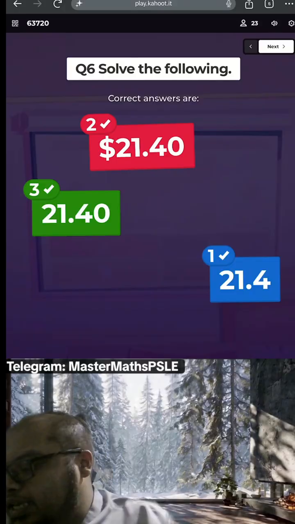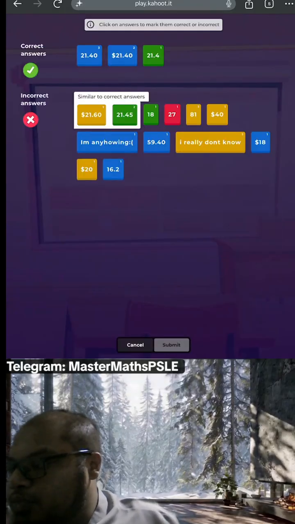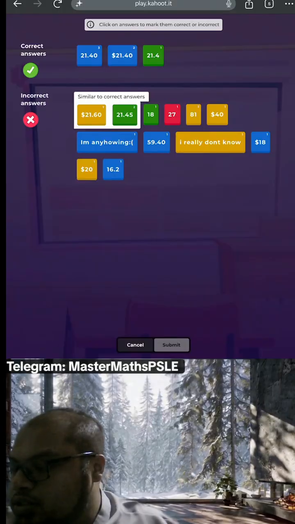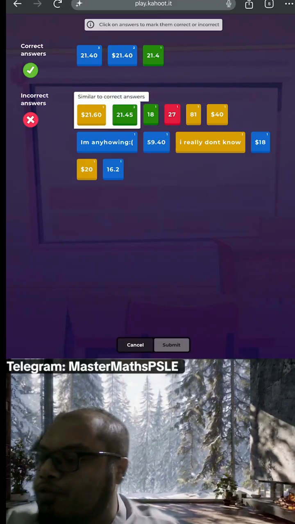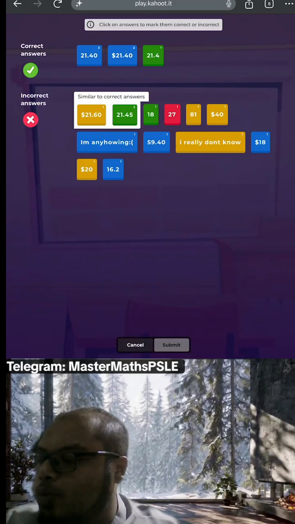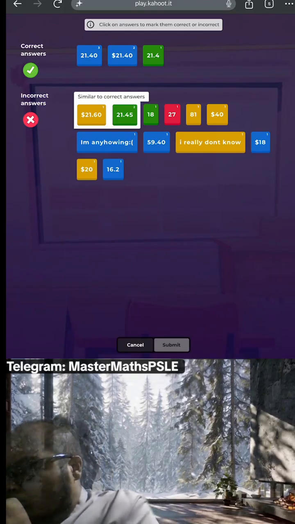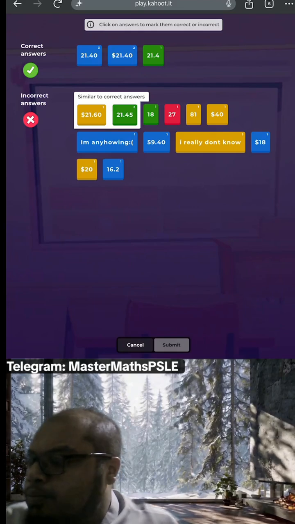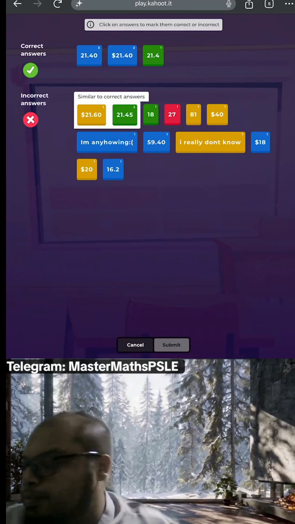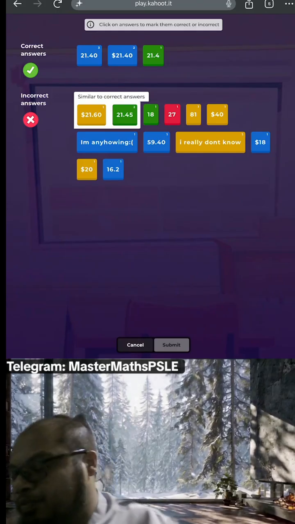Alright, let's see if anybody got anything that is similar to this. $21.40. Okay, I think some of you calculated slightly wrongly. That's why you ended up with $21.45. And one is $21.60, okay? But because they want the exact value, we cannot accept that, okay?